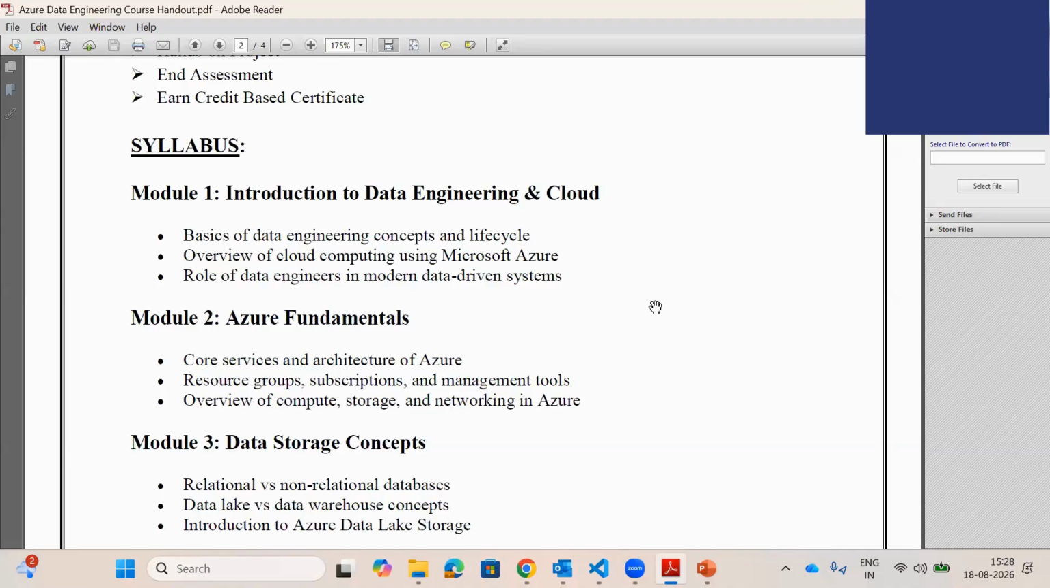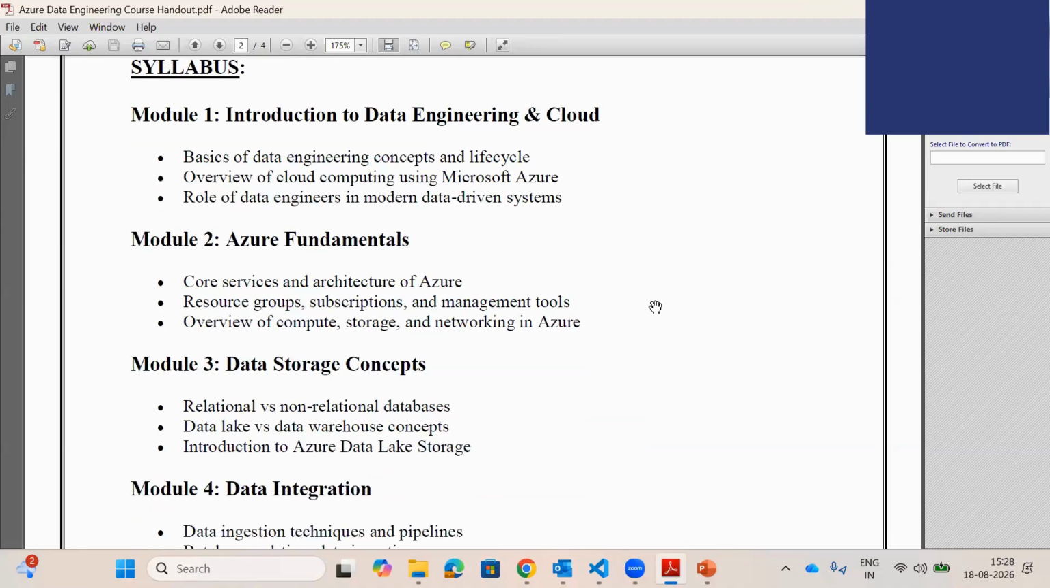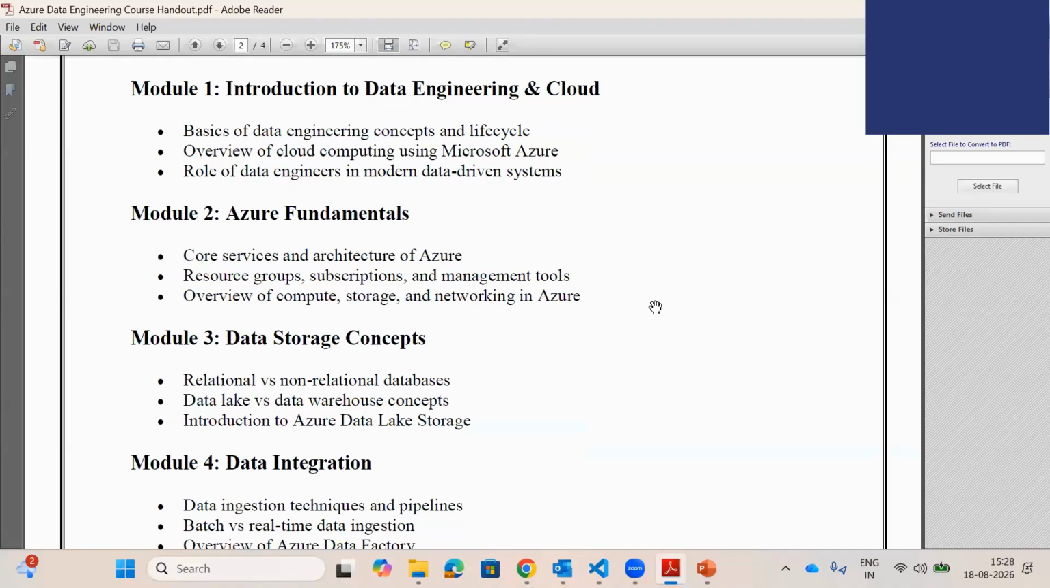Once we give the introduction today, in the next few sessions we are going to cover module 2, Azure fundamentals, where I will show you the core services and the architecture of Azure. Until you understand the architecture of Azure, you cannot use Azure in the right way for data manipulation, data factory, or data warehouse. There are concepts like resource group, subscription, and management tools that we will cover. We'll also cover compute, storage, and networking in Azure.